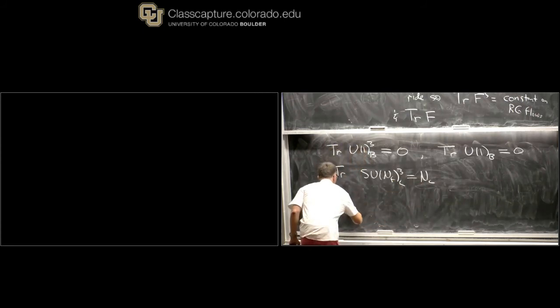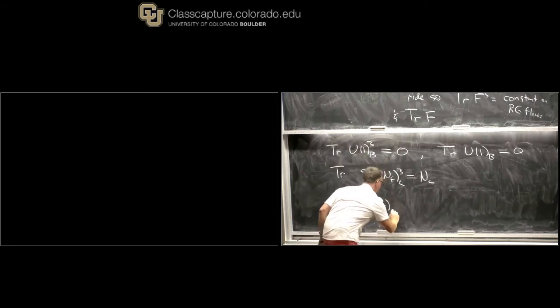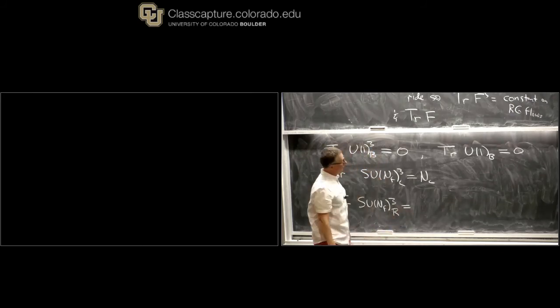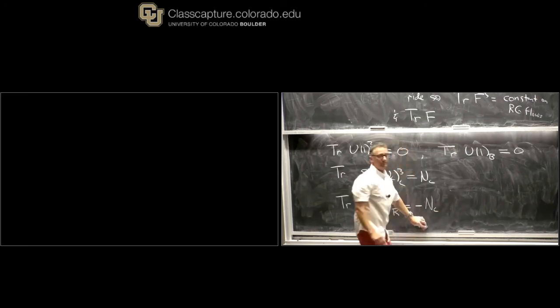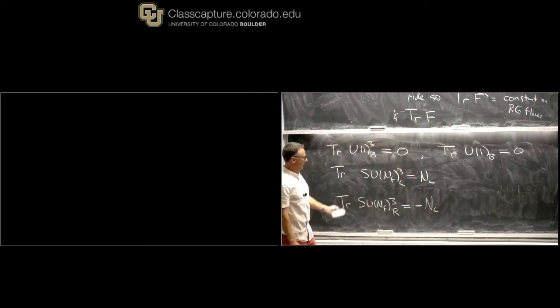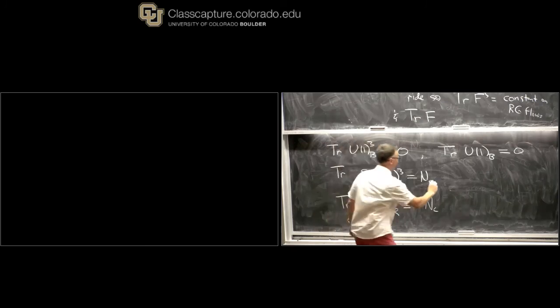We could also look at trace of SU(N_F) right cubed. And here, because I chose to write SU(N_F) right as an anti-fundamental, maybe I'll put a minus sign here. So these are some non-zero 't Hooft anomalies.